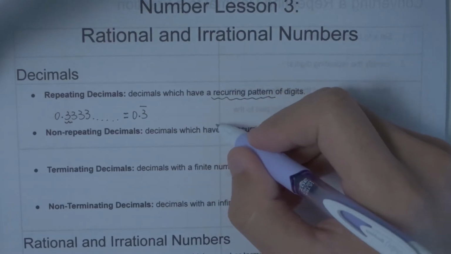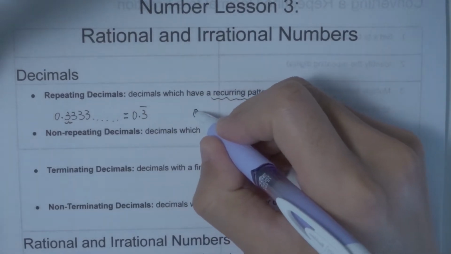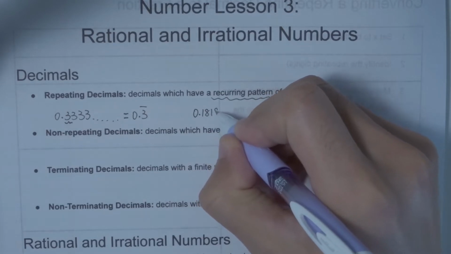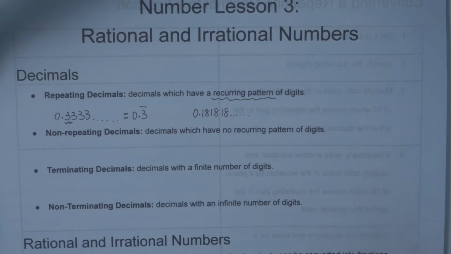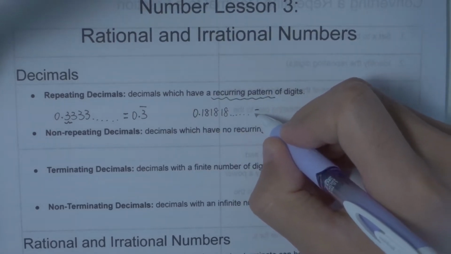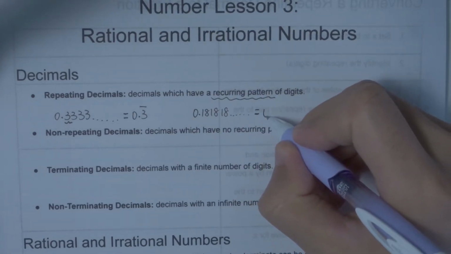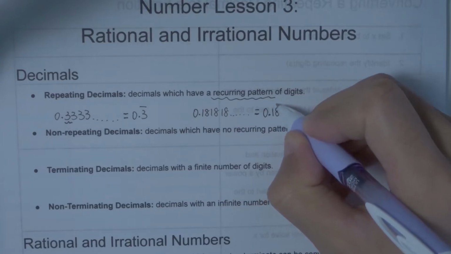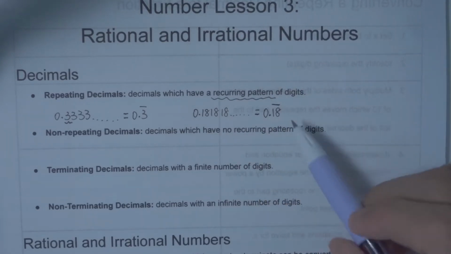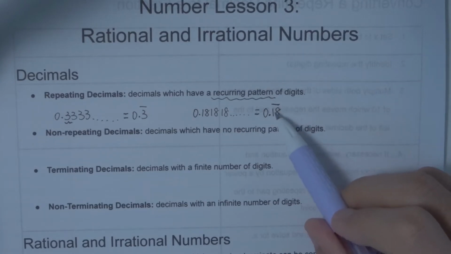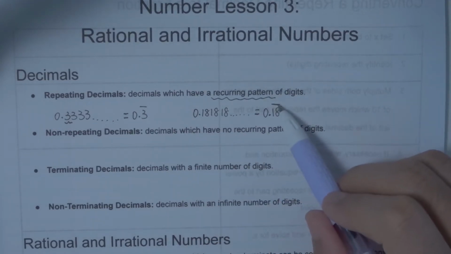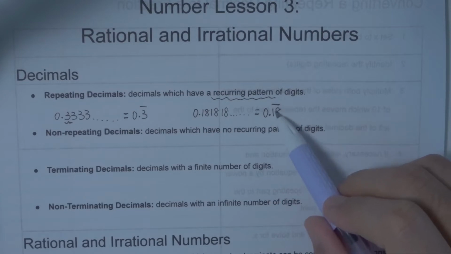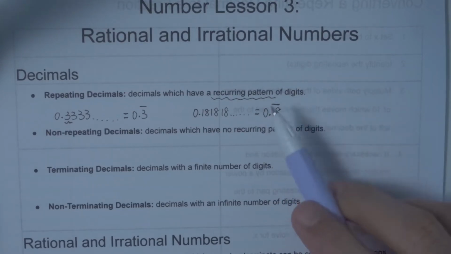Okay, and the other example I can give you is 0.181818, and so this means a repeating pattern. In the textbook, it may be shown in this way: there's a bar above the repeating digit or group. Sometimes it's over the repeating digit, sometimes the bar is over the repeating group of digits. So this is repeating decimals.